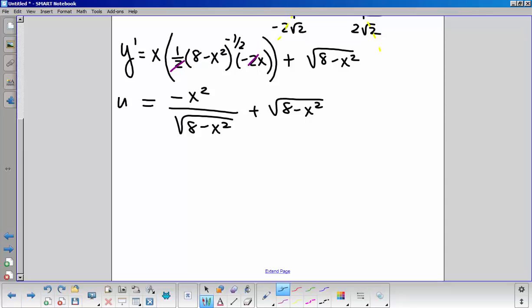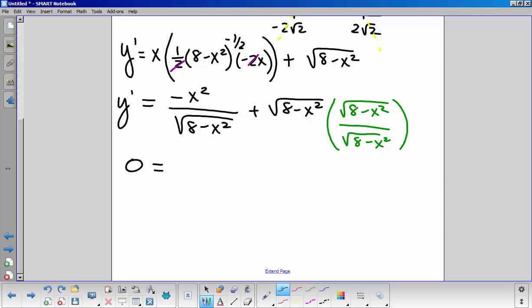Feels very similar to the last one that we did. This is going to be what? Root 8 minus x squared over root 8 minus x squared to get a common denominator. So we can set it equal to 0. So what happens on top? We get negative x squared plus 8 minus x squared. So it's going to be 8 minus 2x squared all over square root of 8 minus x squared. And I took a liberty here. Does this become 8 minus x squared? And 8 minus x squared, when I add it to this, is going to be 8 minus 2x squared, right?